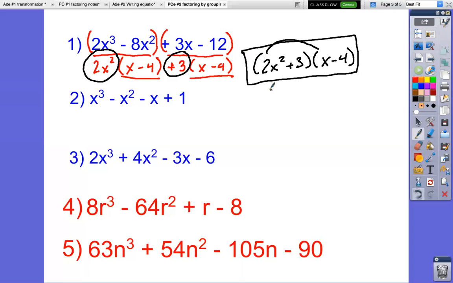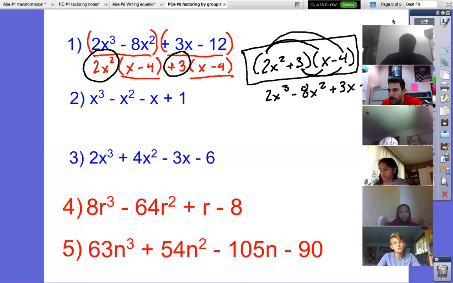2x squared times x is 2x cubed, minus 8x squared, plus 3x, minus 12. Does that match our original problem? Yes, it does. So I'm finished. Any questions?